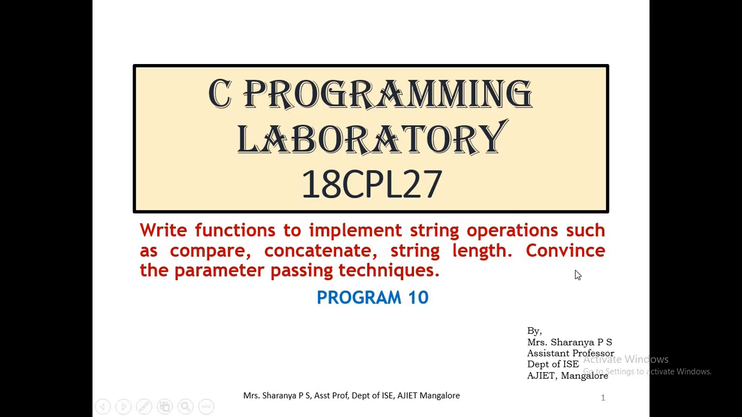Here, the main objective of this question is that we have to write a program in C language which will implement the basic string operations like compare, concatenate, and finding the length. And this program needs to be written in such a way that it makes use of functions along with parameters. These are the main concepts we have to implement by referring to this question.